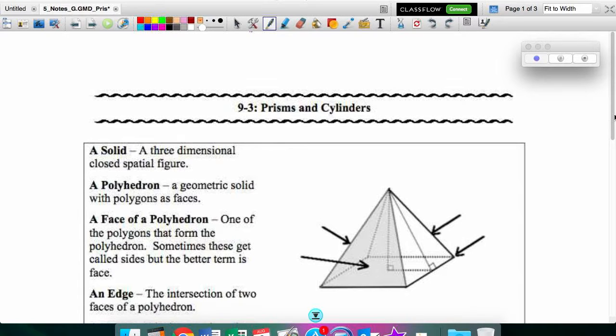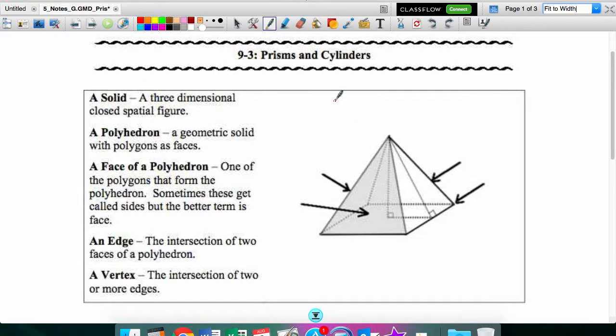To the right, we see an example of a polyhedron. Please note, this is a polyhedron. This is not a particular prism or cylinder in this picture, so keep that in mind. Even though it's right at the top of our prisms and cylinders notes, this is actually a pyramid. So once again, this is a polyhedron, in this case specifically a pyramid, despite that it happens to fall at the beginning of our prism notes.